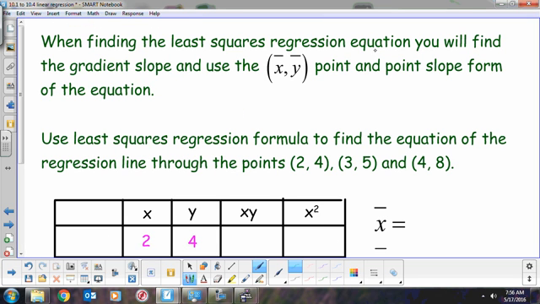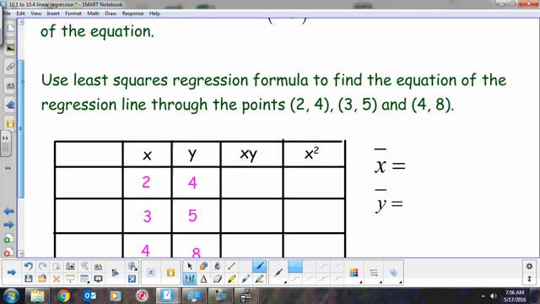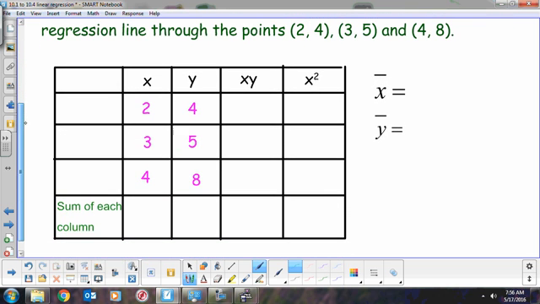When finding the least squares regression equation, you'll find the slope and you'll use your mean point. So if we want to do this, use the least squares regression formula to find the equation of the regression line through these points. The first thing we're going to do is multiply: 2 times 4 is 8, 3 times 5 is 15, 4 times 8 is 32. Then square: 2 squared, 3 squared, 4 squared. Okay, sum of each column.